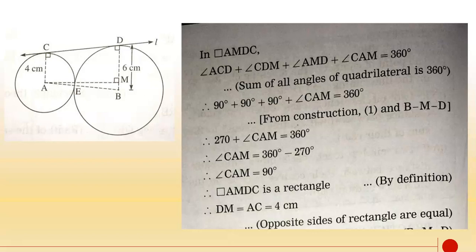Now all my angles are equal to 90 degrees, but my sides are not equal. That means my quadrilateral is a rectangle. So I say that quadrilateral AMDC is a rectangle by the definition of a rectangle. On the basis of this, I can say that AC is equal to DM because they are opposite sides of a rectangle, and AC is 4 centimeters. That means DM is also 4 centimeters. The reason would be opposite sides of a rectangle are equal.